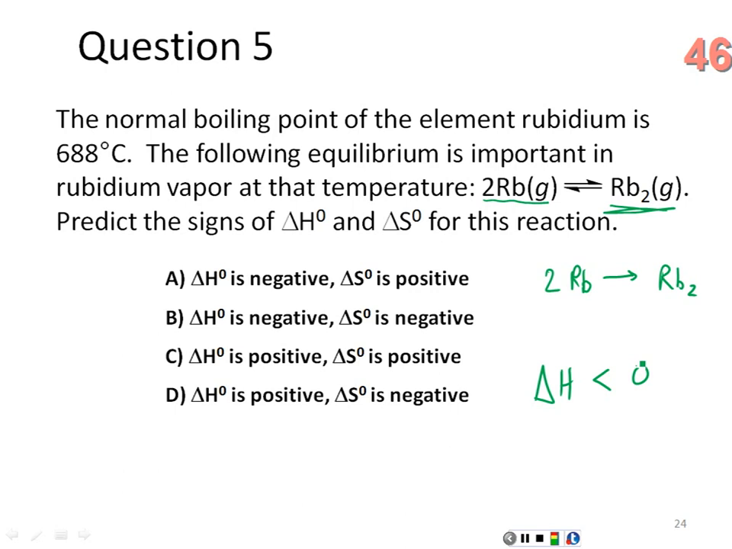If we look at the number of moles of gas, we have 2 on the reactant side and 1 on the product side. So we're losing moles of gas, so delta S has to be negative. So both delta H and delta S for this process are negative.